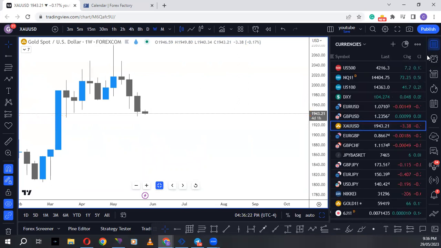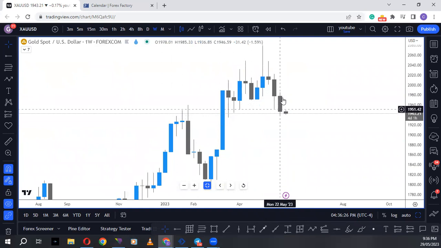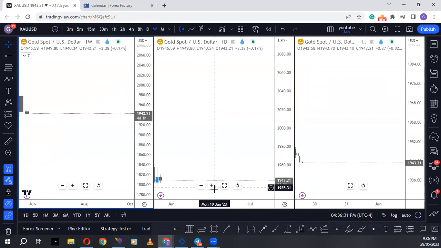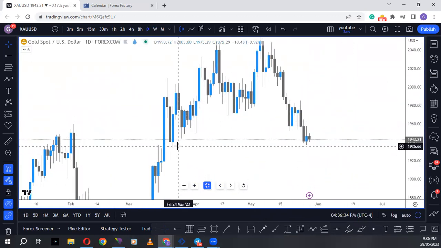So if we look at gold, gold is bearish. As you can see, it's bearish on the weekly. Not much in where price is on the weekly. But we'll go to the daily. We can see that this low here, price is very close to it.